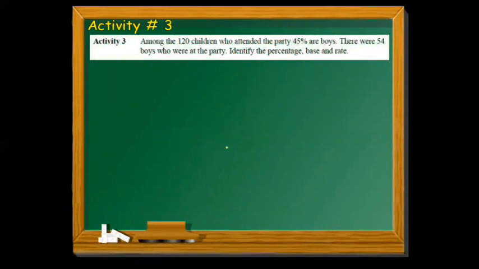Let's have a number 3. So among the 120 children who attended the party, 45% are boys. There were 54 boys who were at the party. Identify the percentage, the base, and the rate.